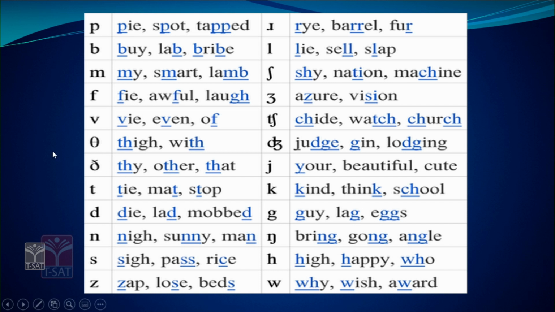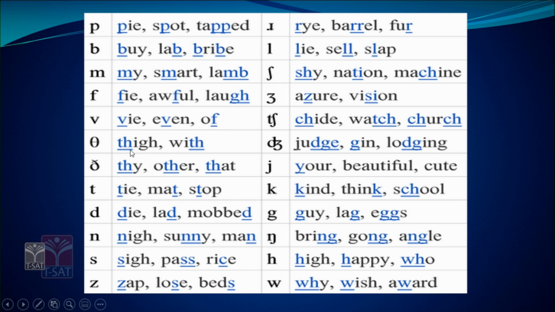And the phoneme p occurs word initial in pie, medial as in spot and taped, and it can even occur at the end as in tap or tape, and b as in buy, final, lab, and medial, bribe. m as in my, smart, and lamb. f as in fie, awful, and loaf. v as in vie, even, and of.